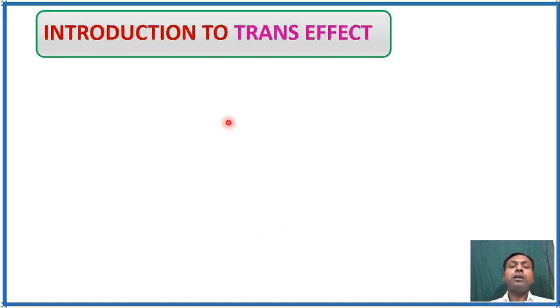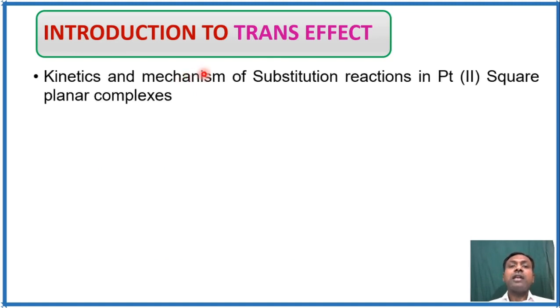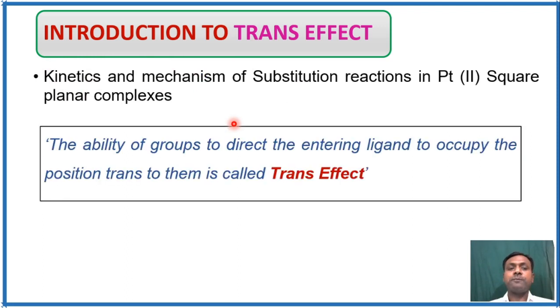If we go to the introduction part of this trans effect, it is the effect which is observed in substitution reactions of platinum 2 square planar complexes. So we will take platinum 2 square planar complexes and do some substitution reactions, and the mechanism and the kinetics of these substitution reactions can be explained with the help of trans effect.